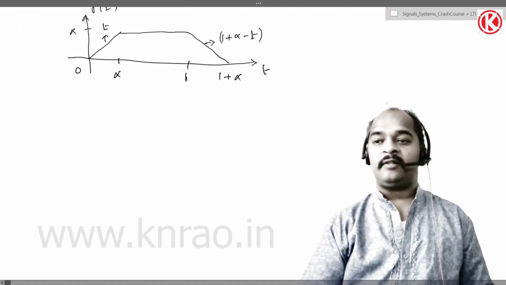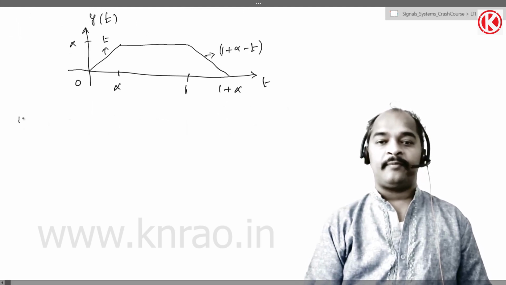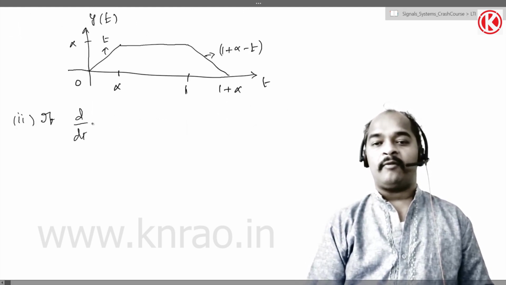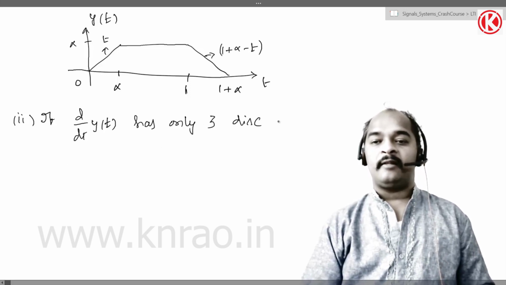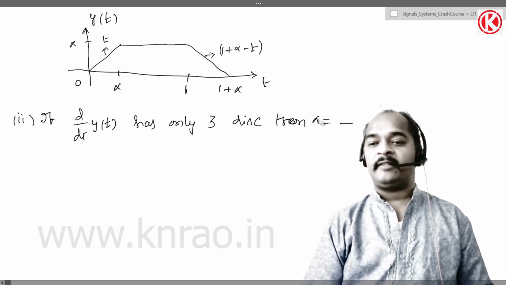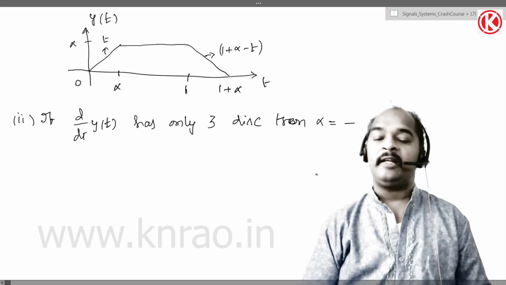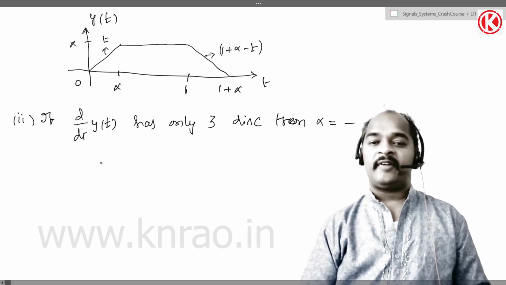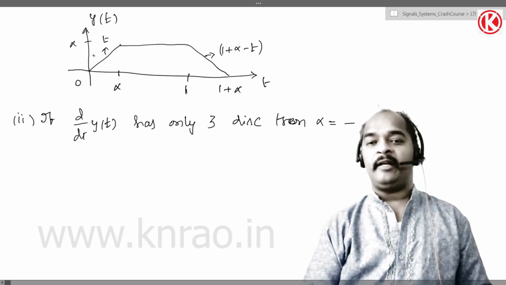Okay, second question. We'll take that d by dt of y of t has only 3 discontinuities. Then alpha is equal to dash. That is the question. If d by dt of y of t has only 3 discontinuities, then alpha equals dash. So first let us write down what is d by dt of y of t.